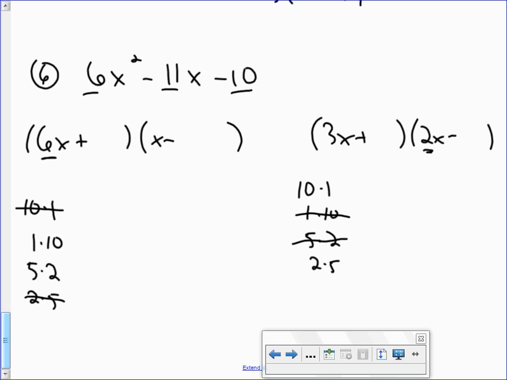Does it sort of make sense that sticking a 10 here, and 10 times 6 is 60, that's a really big number? It's probably not that one. Does that sort of make sense? We'll be doing that until later. I think it's one of these.